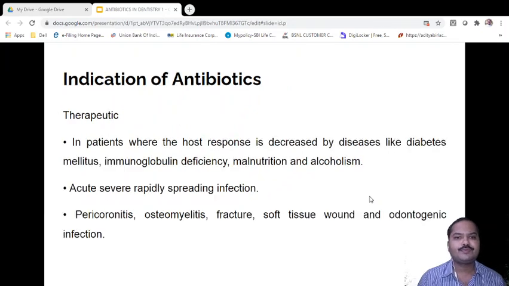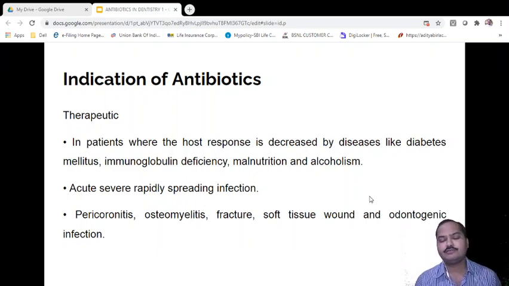So, what are the indications where we can give the antibiotics? They can be given either in a therapeutic role, or they can be given in a prophylactic role. In the therapeutic aspect, we give antibiotics when the patient's host response is decreased by diseases like diabetes mellitus, immunoglobulin deficiency, malnutrition and alcoholism, where we have to give antibiotics prior to the infections, and then when treating the infections.